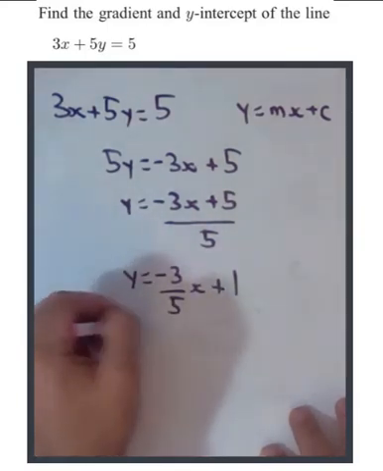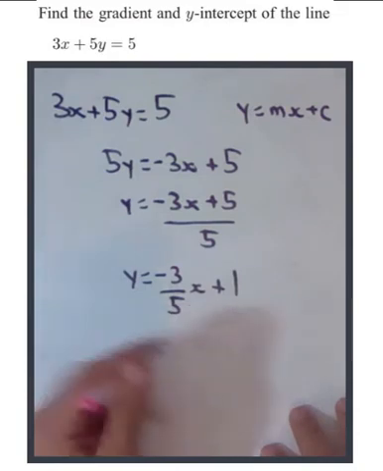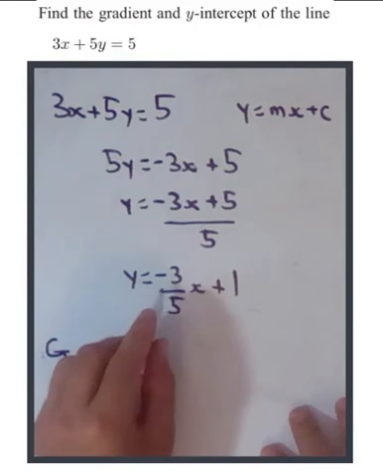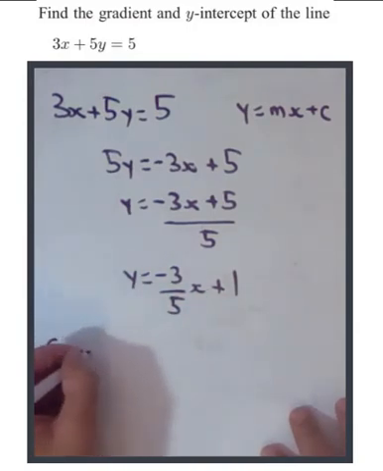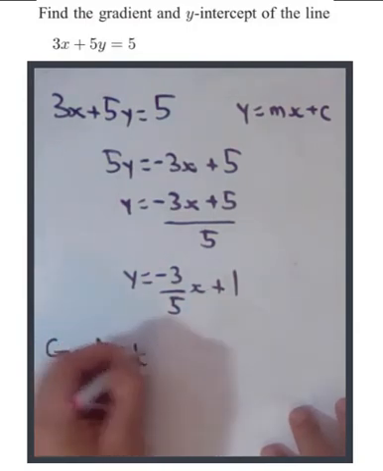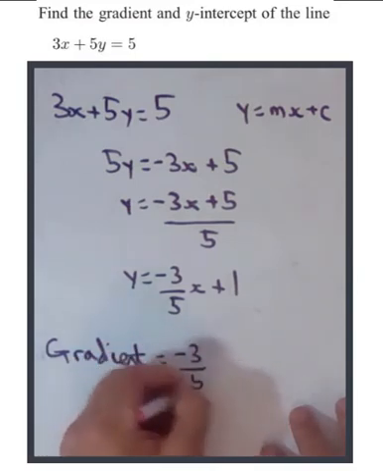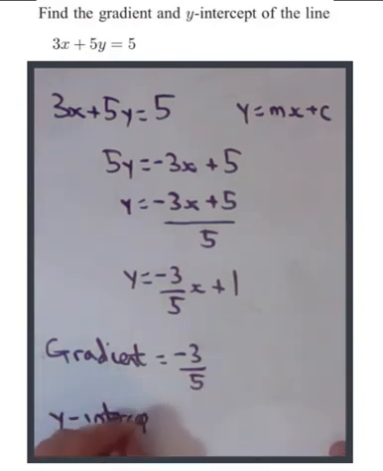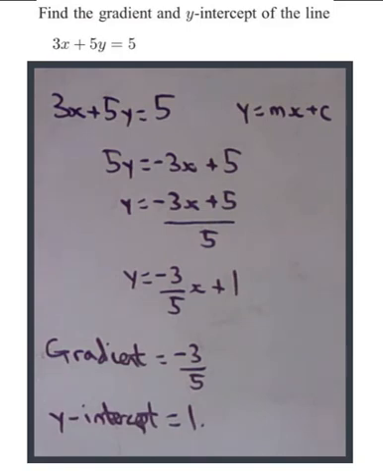This is the equation in gradient intercept form. We've been asked for the gradient and the y-intercept. Gradient, remember, is the bit in front of the x once you've made y the subject. So gradient equals minus 3 over 5, which means for every 5 along to the right, it goes 3 down. Y-intercept is 1. Remember, for a y-intercept, don't give a coordinate unless it specifically asks for it. If it just asks for y-intercept, it's a number, and in this case the number is 1.